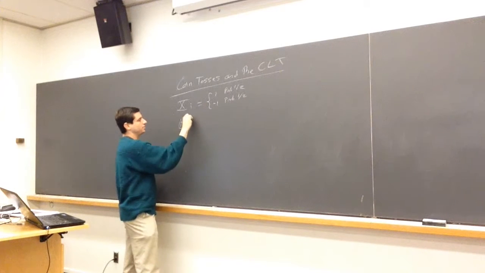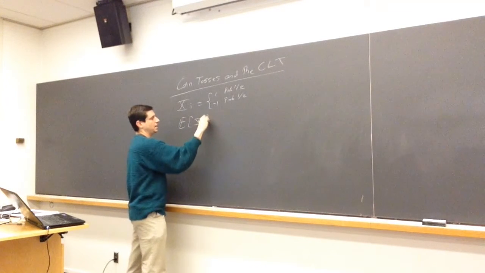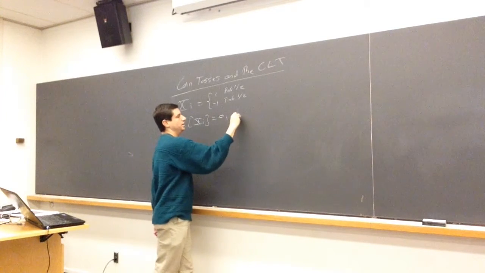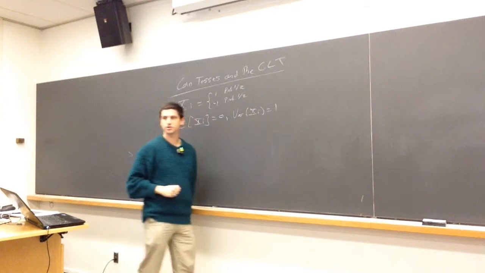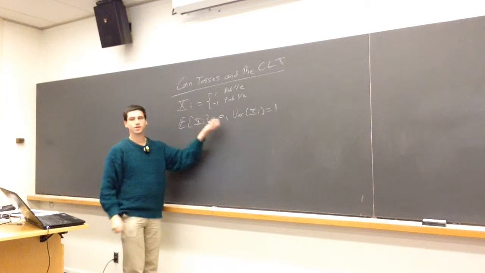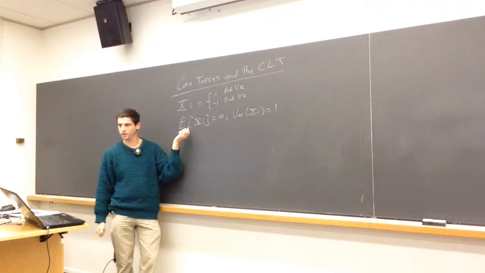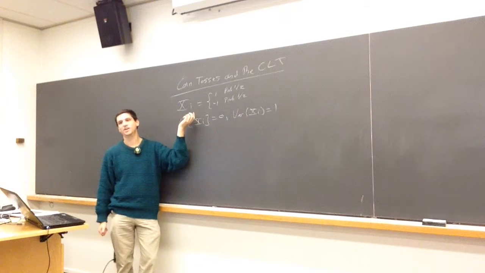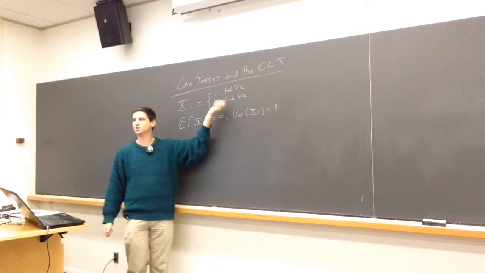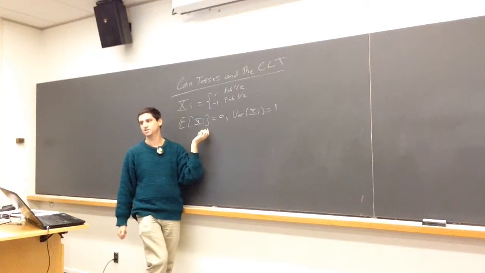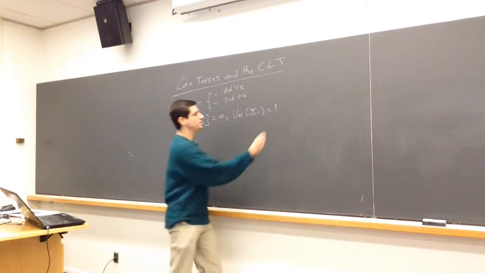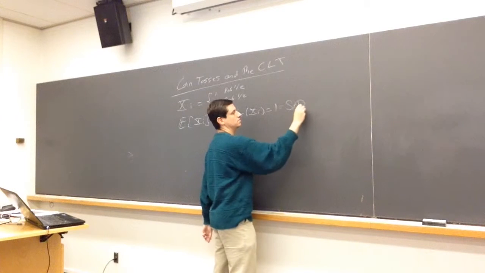So the expected value of xi is 0. The variance of xi, if you just do the calculation, is 1. And if you want to do that directly, you could calculate the expected value of x squared. Well, what's x squared? 1. Doesn't matter what point you choose, x squared is always 1. So the expected value of x squared is 1. The expected value of x is 0. So this also means the standard deviation is 1.